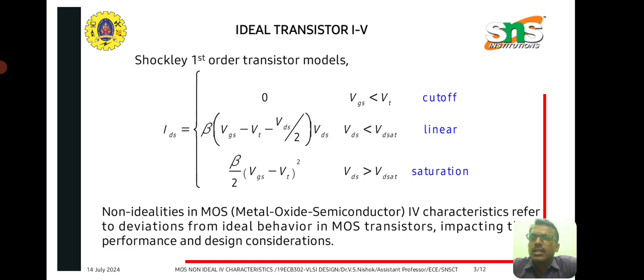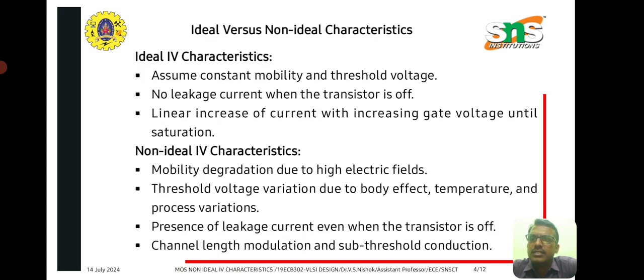So here, coming to our discussion, non-idealities in MOS IV characteristics refers to deviation from ideal behavior in MOS transistor that impacts the performance and design considerations. Coming to the discussion on ideal versus non-ideal characteristics, while deriving the IV characteristics, we are considering the transistor to be under ideal condition. In ideal condition, we have several assumptions.